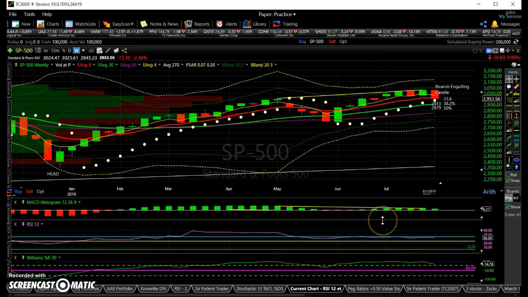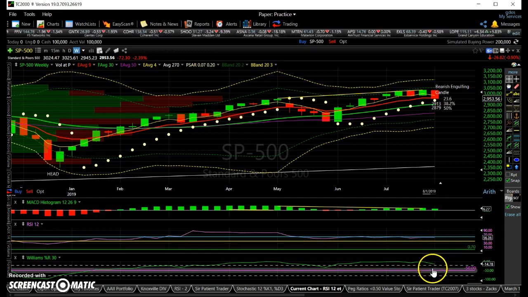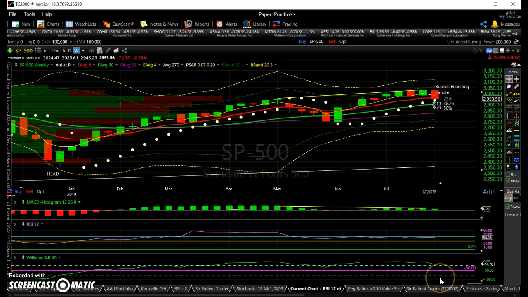If we go down to the other indicators, you can see that RSI 12 is still above that 40% line, the yellow line. And Williams percent R is still above that magenta line, -50. So the weekly chart is basically still pointing to a bullish uptrend. Okay, now we've got to go to the daily chart and see what we got there.